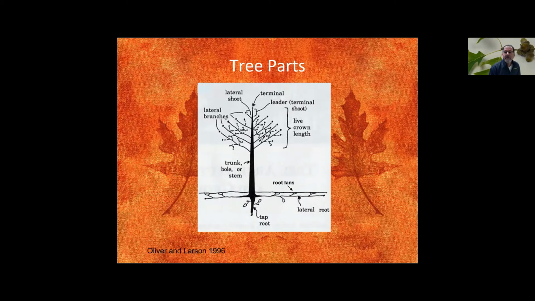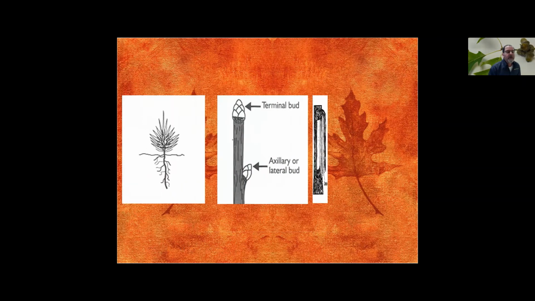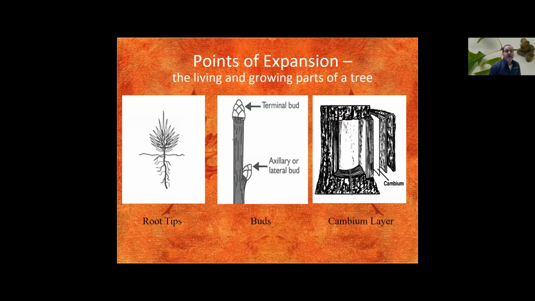So continuing with some introductory comments then, I want to just briefly talk about points of expansion. Where is a tree growing essentially? And it grows from three basic regions. There are the root tips, of course, constantly foraging through the soil, trying to find what they need to survive.